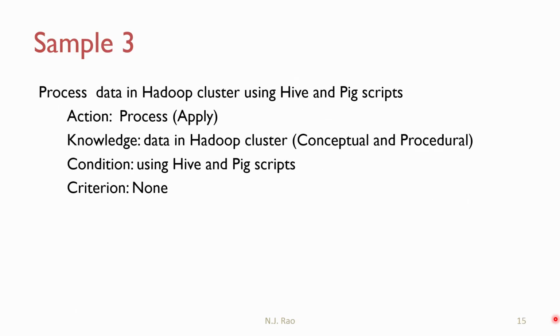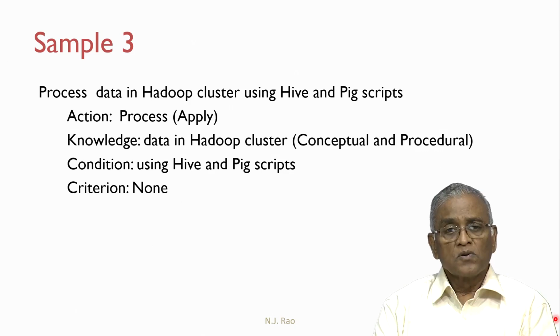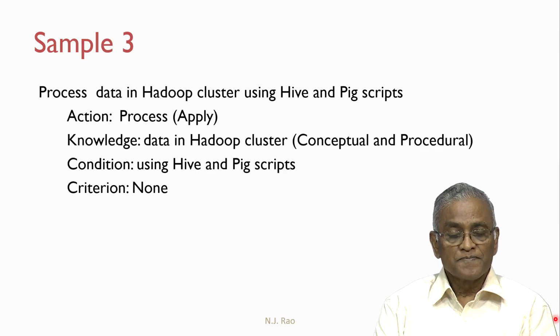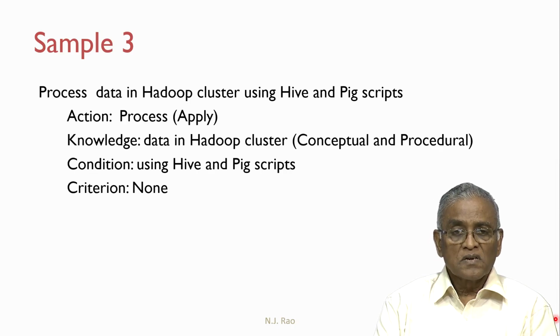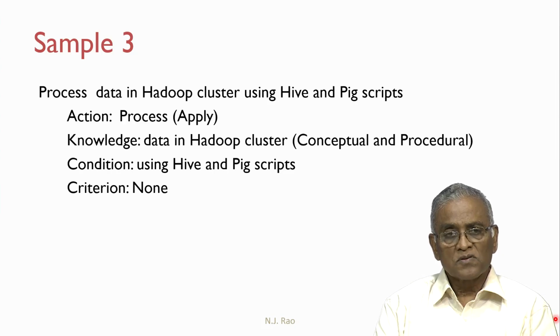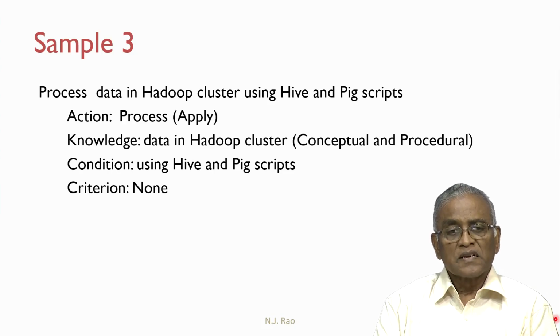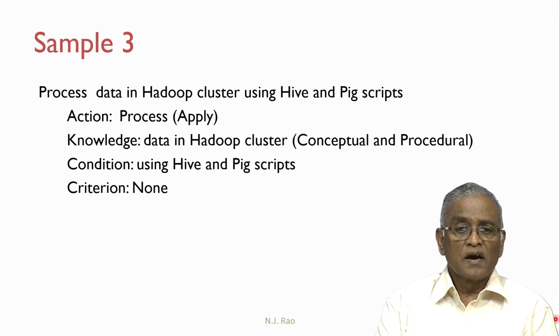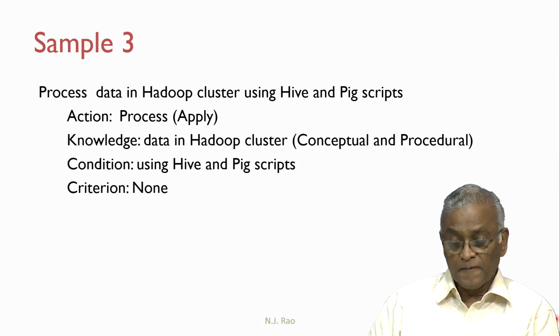Third sample, process data in Hadoop cluster using Hive and Pig scripts. Action is process, you are processing the data, doing something with the data, so it is apply. Knowledge is data in Hadoop cluster, so that is conceptual and procedural, and you are supposed to use Hive and Pig scripts, that is the condition, and criterion is none.